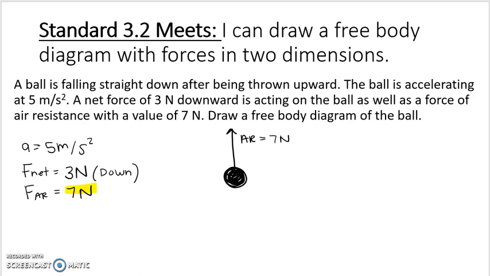The next thing I know is that I have a downward force. And this downward force needs to have a value 3 larger than my air resistance. The reason that's true is because I need a net force of 3 newtons. Okay? That means that whatever cancels out in the upward and the downward direction, there needs to be an excess of 3 in the down direction.